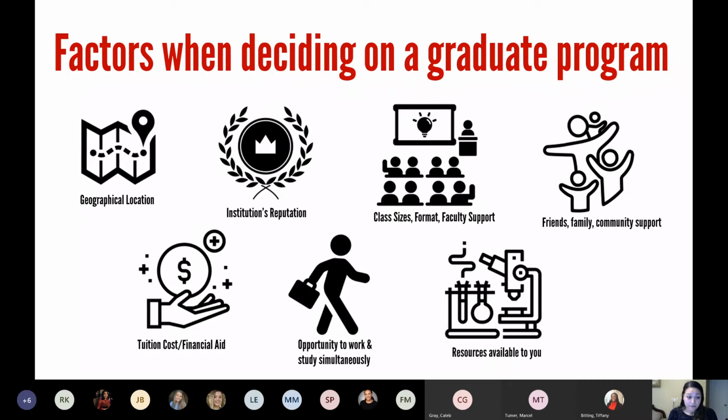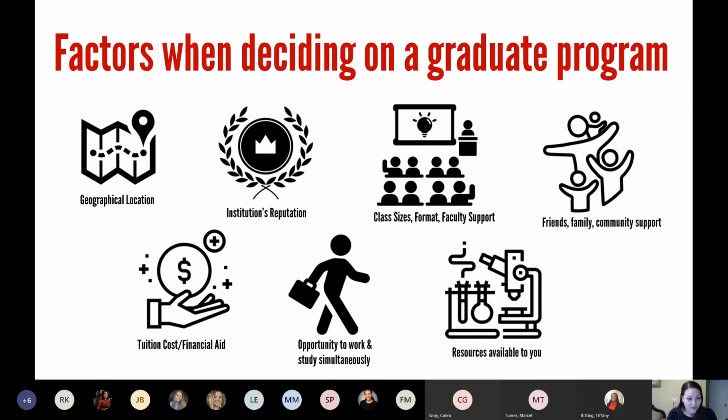So these are just a few, they're not exhaustive, but these are just a few of the top factors that students can look for or can utilize to help them determine what's going to be the right graduate program for me that meets my needs.